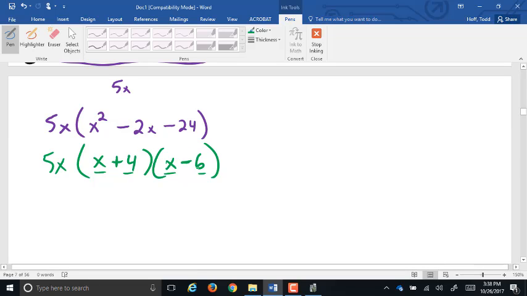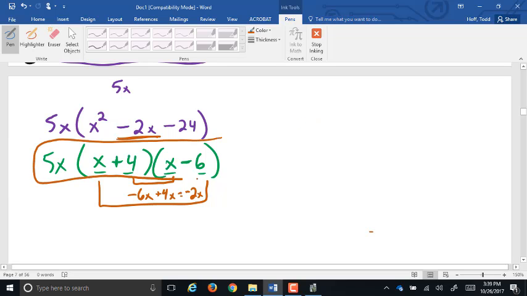Plus 4 and minus 6. And of course, we need to get that to come out to a negative 2x. So let's check and see if we do. On the outside, we've got x times negative 6 is negative 6x. On the inside, we've got 4 times x, which is positive 4x. And that does add up to a negative 2x. So that is our factoring. So we had to do 2 steps to factor that one.